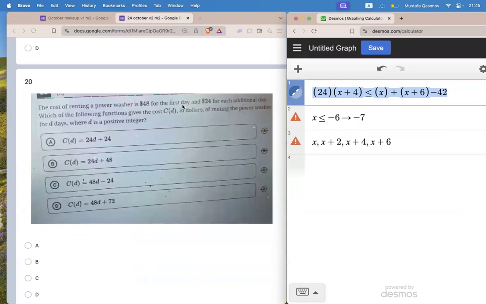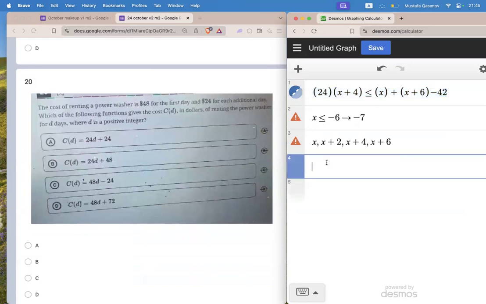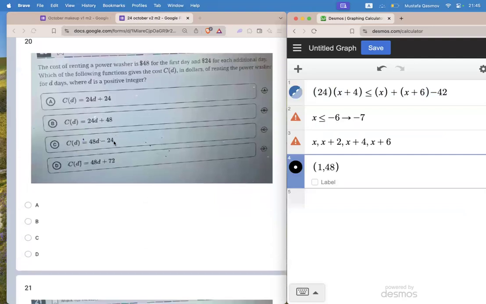20. It says that for the first day it is 48. It means that we have this point, 1 and 48. If you write D1 instead, you have to get 48, and it is correct only for A. Because for A, you will get 48. Answer is A.